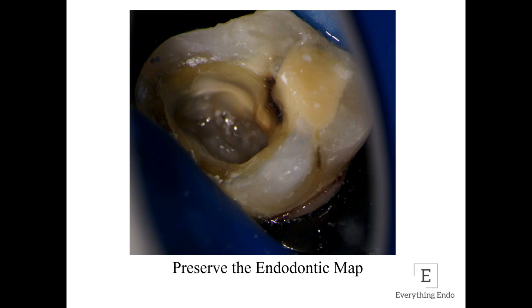The other most important thing as far as locating the MB2 canal is to make sure the endodontic map is preserved. We should not be too aggressive on the floor of the pulp chamber. The floor of the pulp chamber holds the endodontic map, which gives us very valuable information on where these MB2 canals are present.